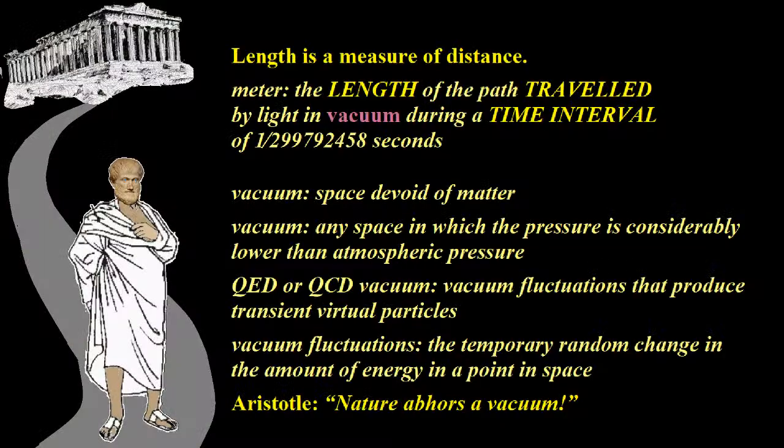What was it that they replaced it with? Well, they replaced it with the meter, the length of the path traveled by light in a vacuum during a time interval of 1/299,792,458 of a second, which is the inverse of the speed of light. Okay, so why? Because length is a measure of distance in the religion of math. They don't see a difference between length, distance, or distance traveled.